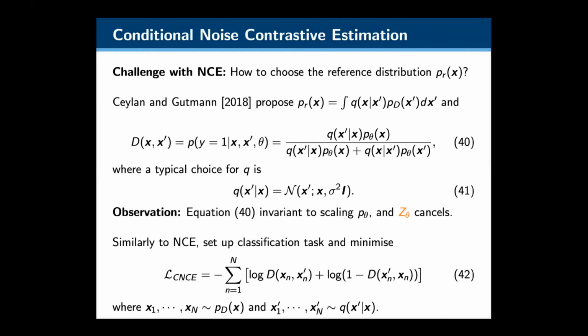So the two events that the classifier is trying to classify are: you draw an X from the data distribution, and then you perturb that by some amount of noise.